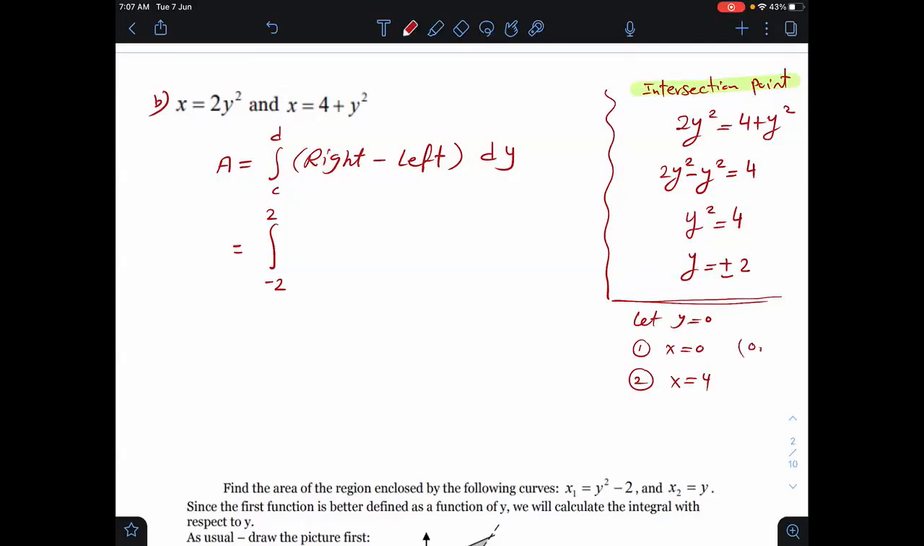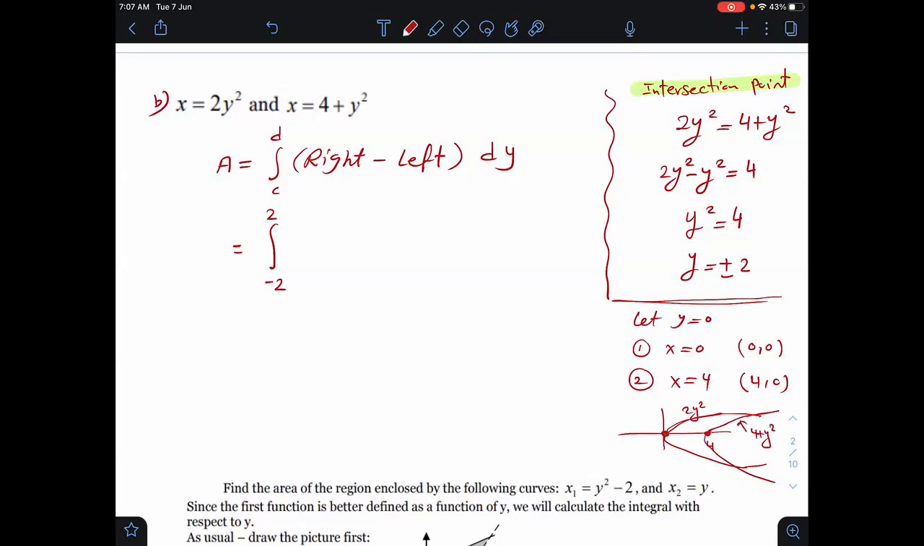So the first point here is (0, 0). The second point here is (4, 0). So if we draw a quick graph, we have (0, 0), and here is (4, 0), right? Our parabola opens right like this, and the other one like this, okay? So we know now that 2y squared is to the left and 4 plus y squared is to the right.